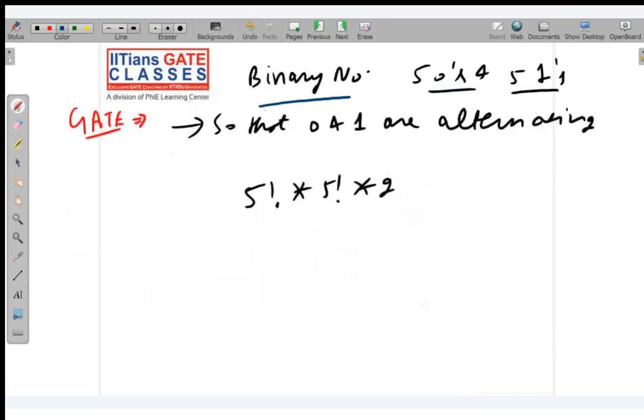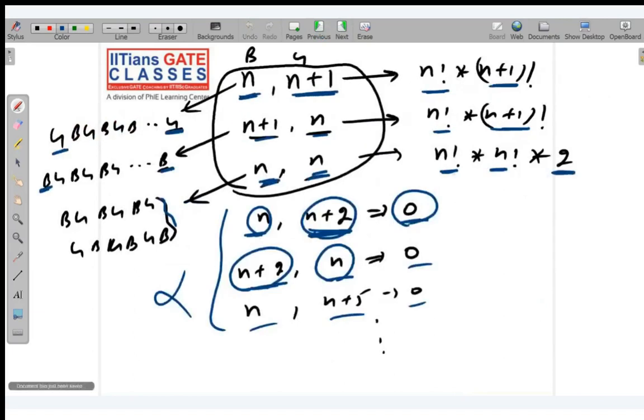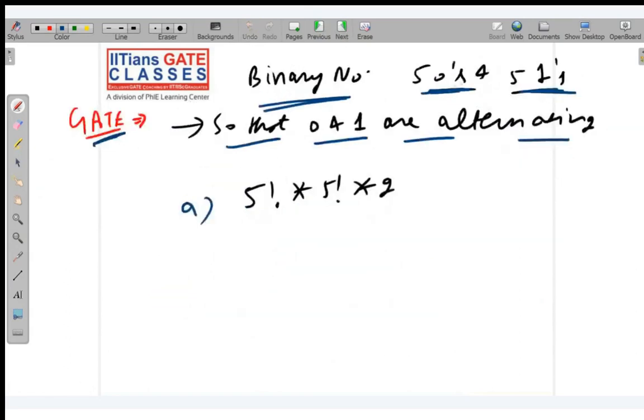Okay, next is binary numbers, 5 zeros and 5 ones. This is a GATE question, by the way. We have a binary number with 5 zeros and 5 ones, so that the 0s and 1s are alternating. Most of you will take this option, option A in the GATE exam. I will never tell formulas, but here I have told a formula, and we will not apply it. Because if you apply the formula, 5 factorial into 2, this is my answer. But no, this is not the answer.